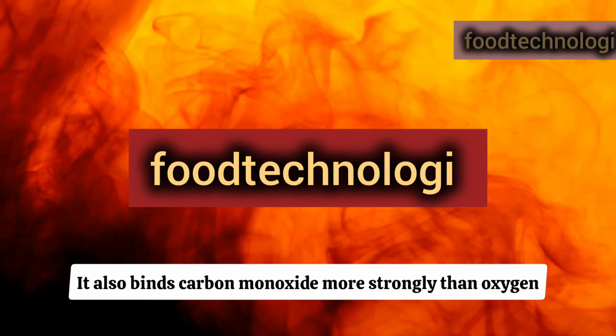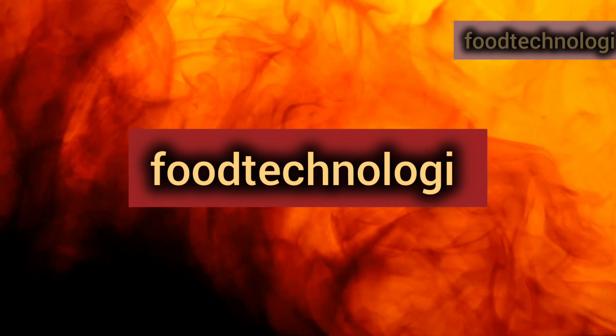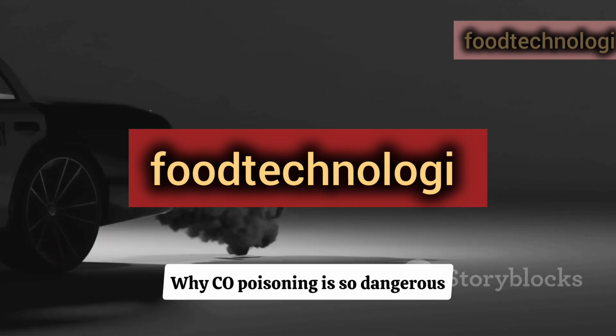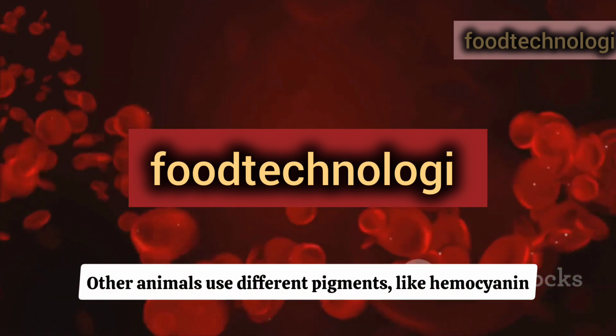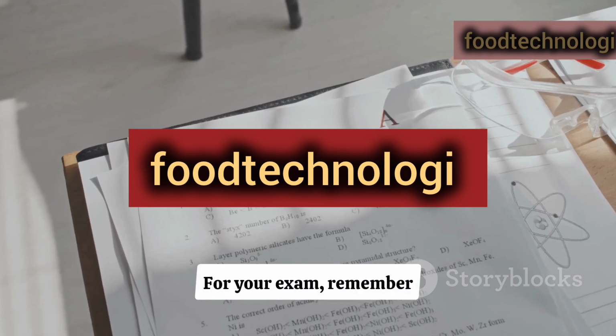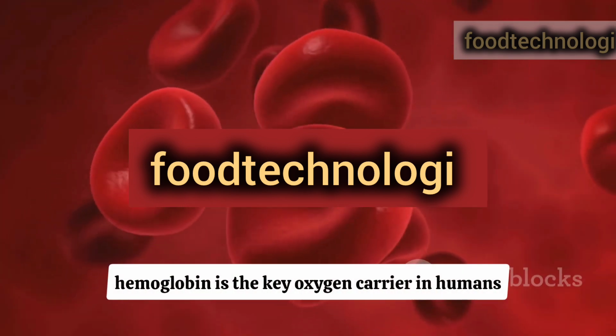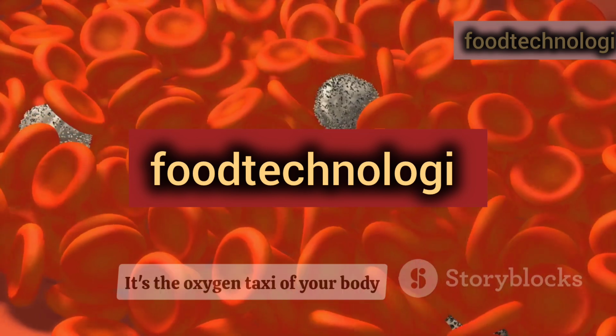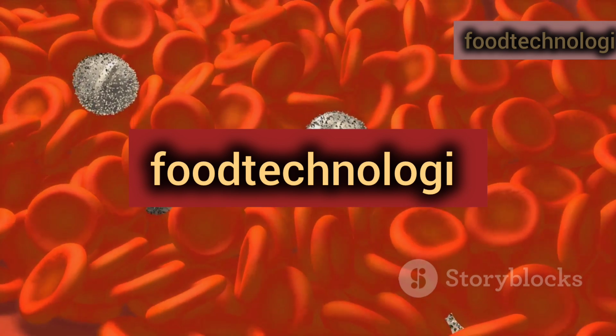It also binds carbon monoxide more strongly than oxygen. Why CO poisoning is so dangerous. Other animals use different pigments, like hemocyanin, blue blood in some mollusks and arthropods. For your exam, remember, hemoglobin is the key oxygen carrier in humans. It's the oxygen taxi of your body.